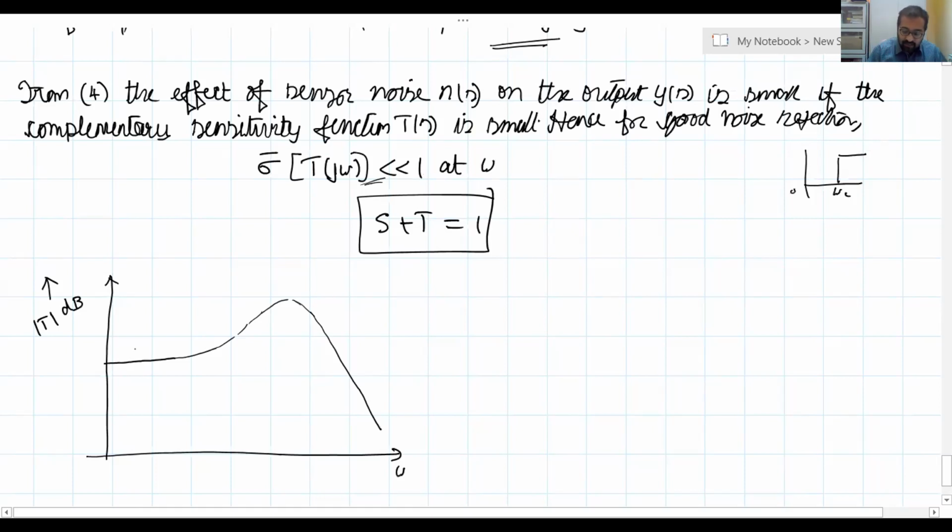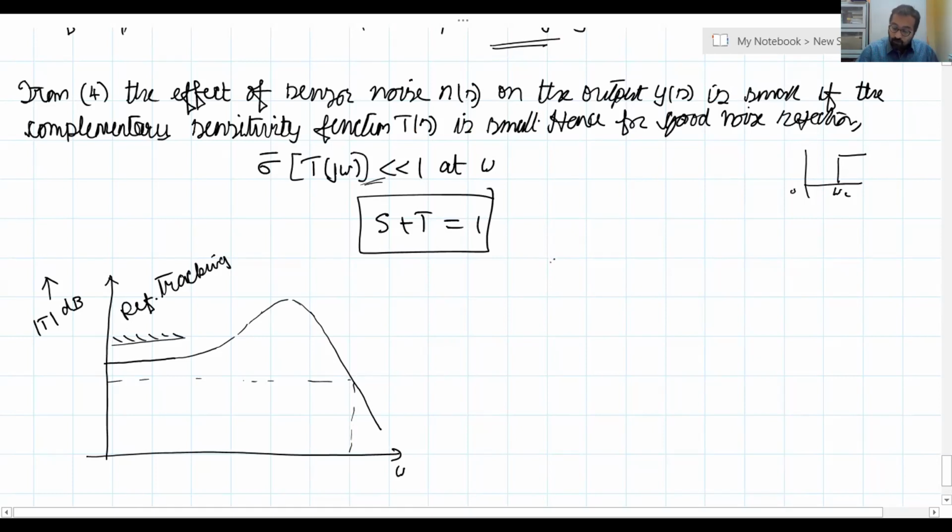Okay, so you can see that this region is good for reference tracking. Bandwidth may be somewhere around here, right? So all high frequencies higher than this value will be attenuated. Okay, so this is for complementary sensitivity.